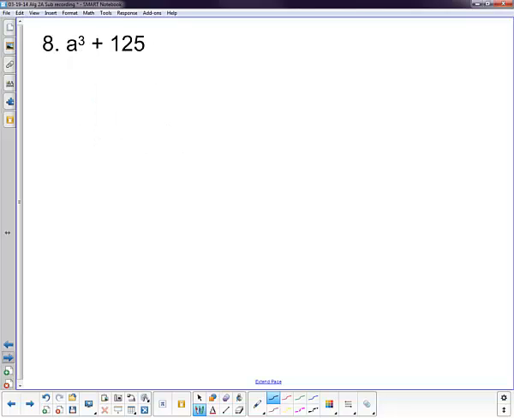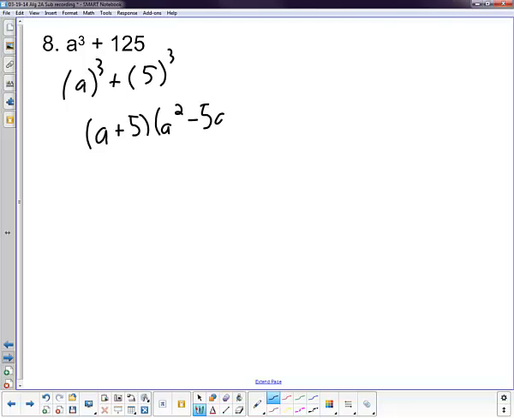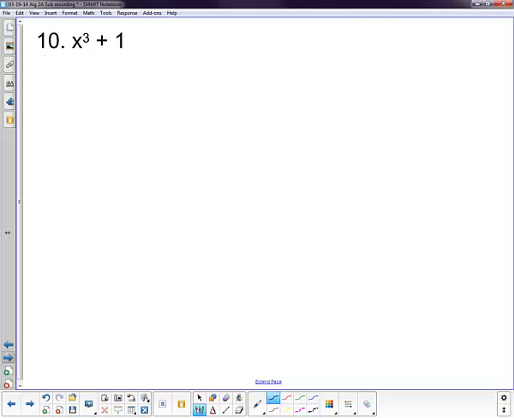Number 8, again, we'll start the same way. Finding what is cubed in each term. And we'll apply the formula directly. So here, a plus b will be a plus 5. A squared will be a squared. ab will be 5a. And b squared will be 25. For number 10, again, similar concept. We're going to go ahead and write it out in parentheses. And then apply directly.